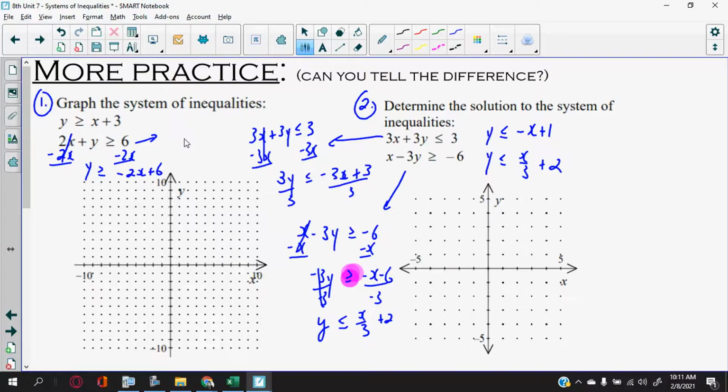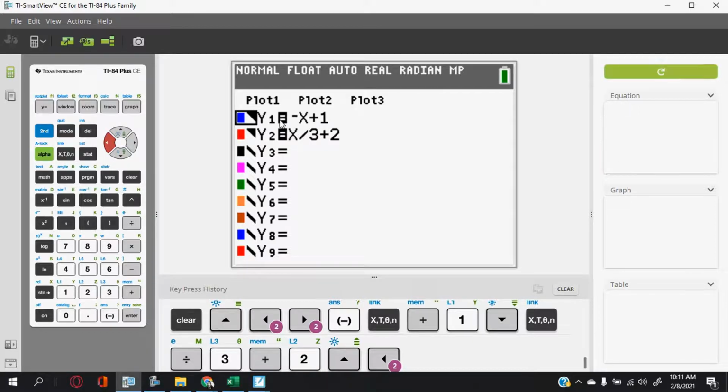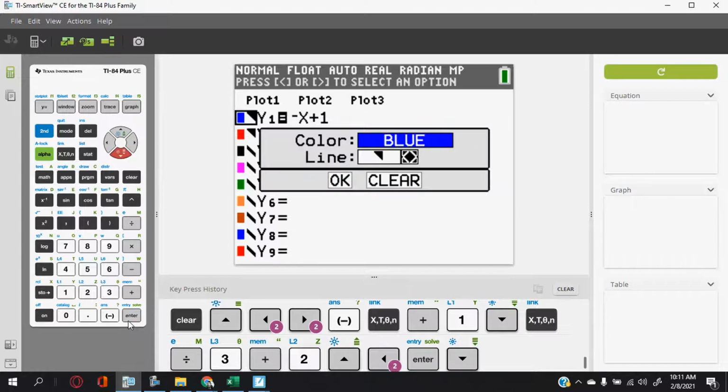Now what about the symbols? They're both less than or equal to. Okay, that makes it easy. So the only thing I would say to you right now is, with the symbols less than or equal to, you got to be very careful with the solid versus broken lines. Okay, that's all I got to say about the tricks here.